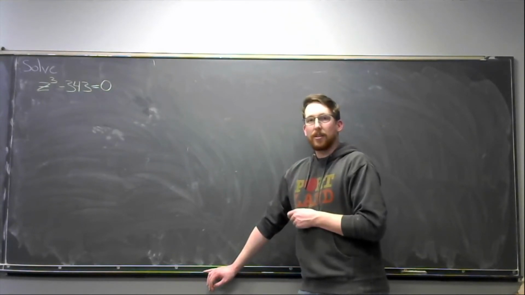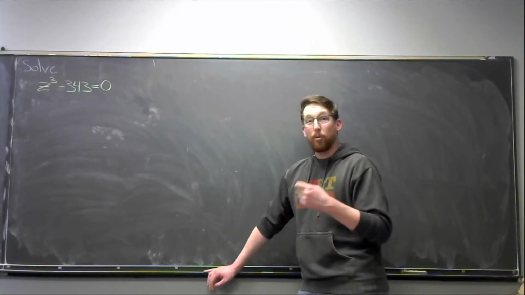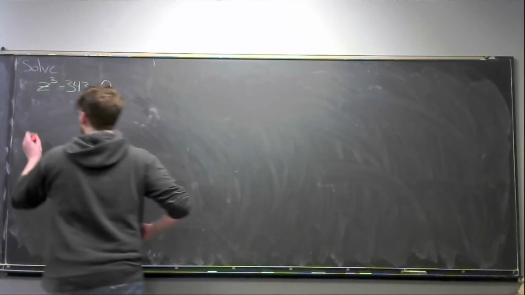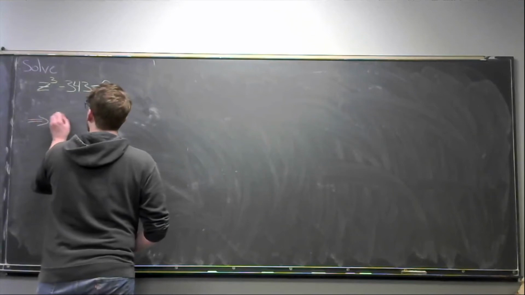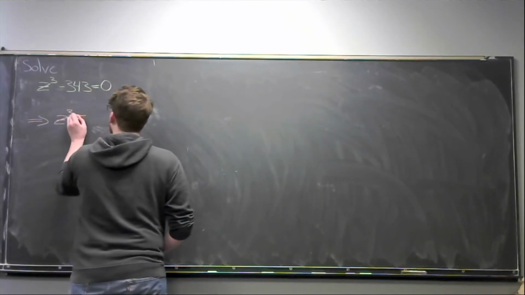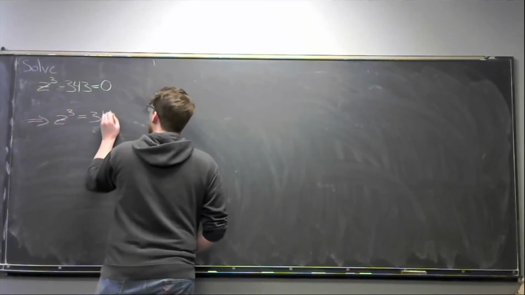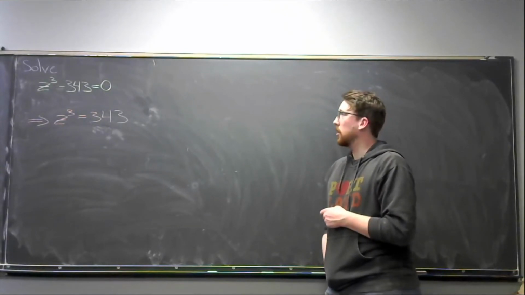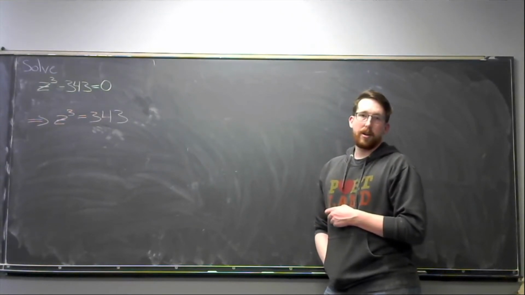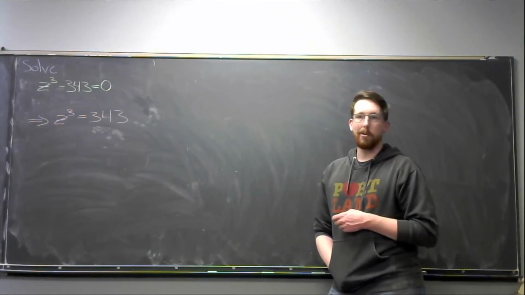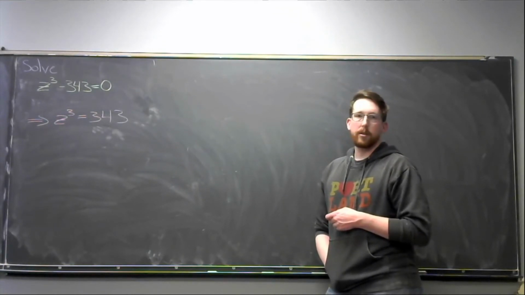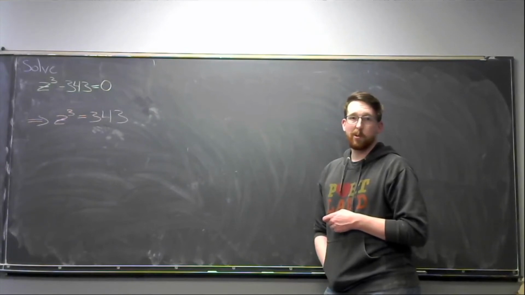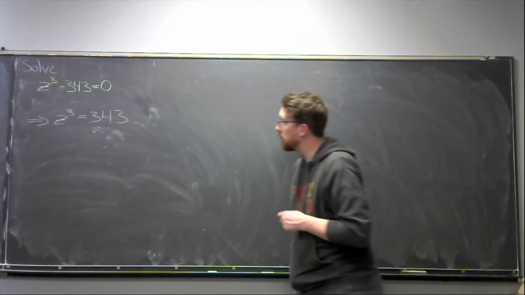Well, looking at this, your first instinct might be to add 343 to both sides. And you would be correct. This is exactly what we want to do. We want to add 343 to both sides so that we get z cubed is equal to 343. But great, that means this just turned into an nth root problem. That sucks. I don't want to do this anymore. Too bad. We're almost done. It's actually a pretty quick problem.